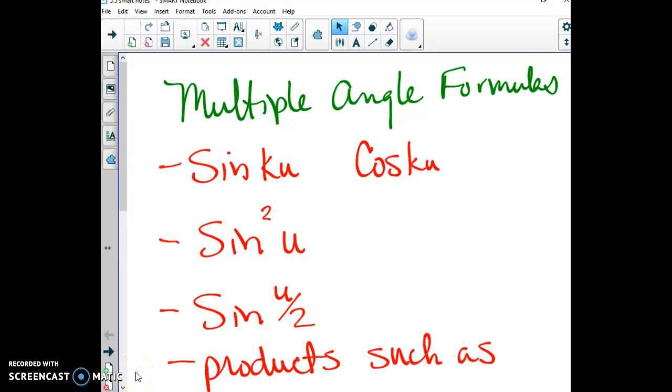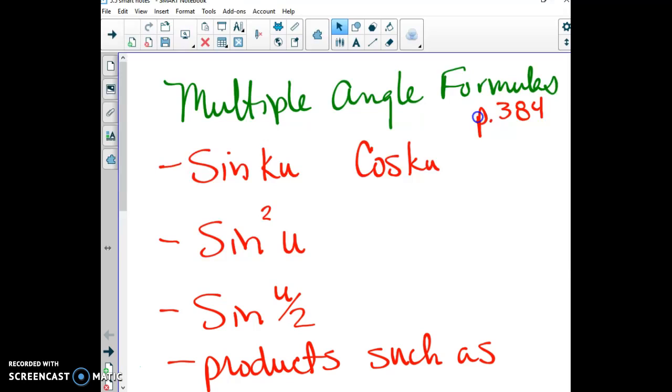Almost there. 5.5, multiple angle and product to sum formulas. I'm on page 384 if you want to follow along. We've got several sections of notable notes. You guys need to have these memorized or written down somewhere, and you need to use them frequently in order to become familiar with them.